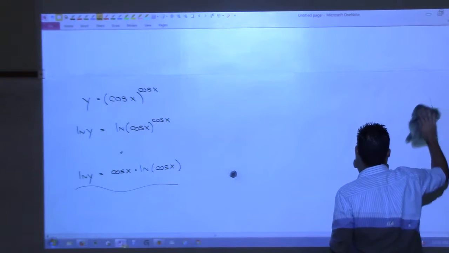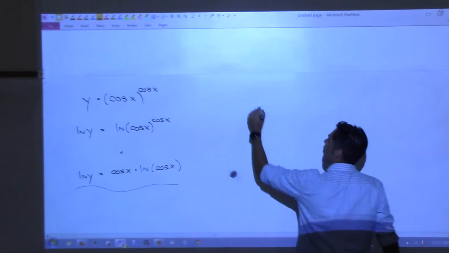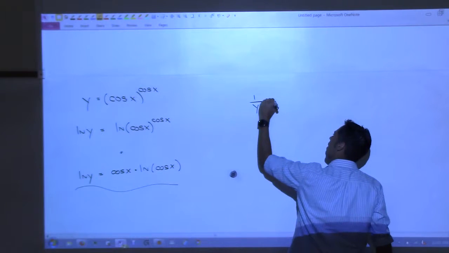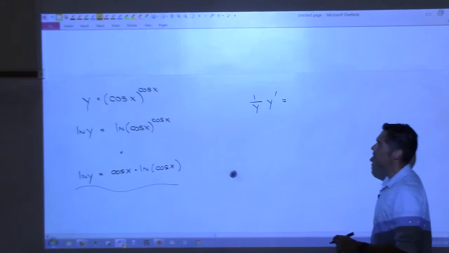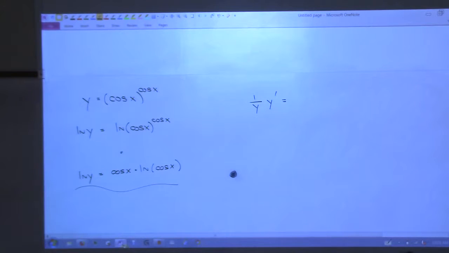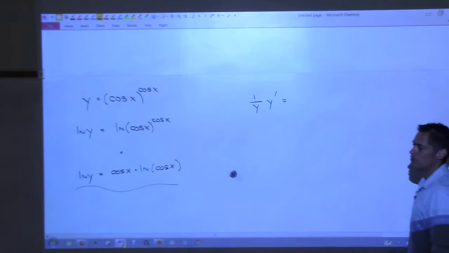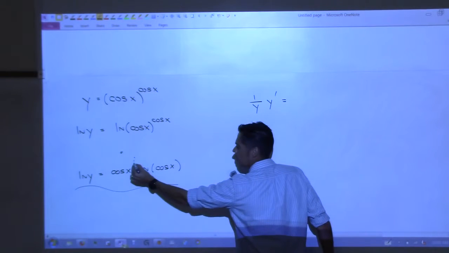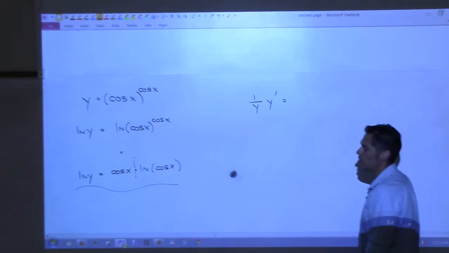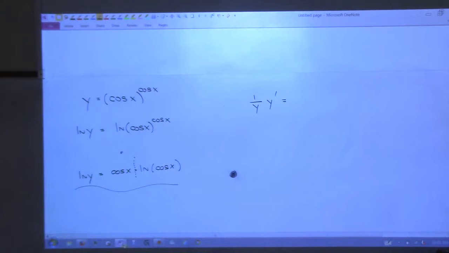Derivative of the left side: 1 over y prime. That's always going to be the case. Okay, that's the good news. On the implicit differentiation, your left side is always going to be 1 over y prime. The right side, however, is a product. So what is the derivative of that product?